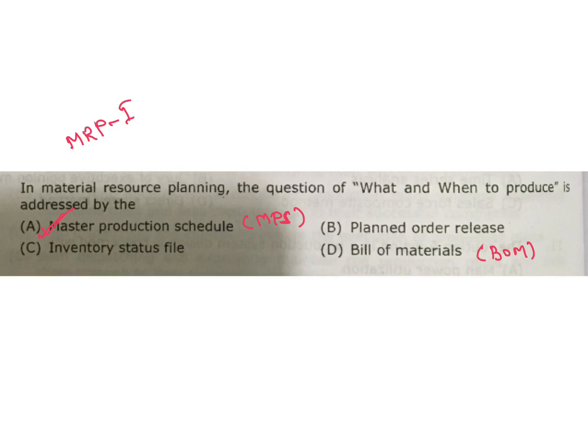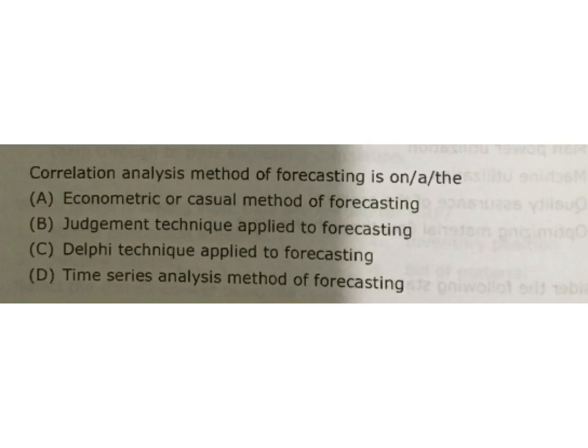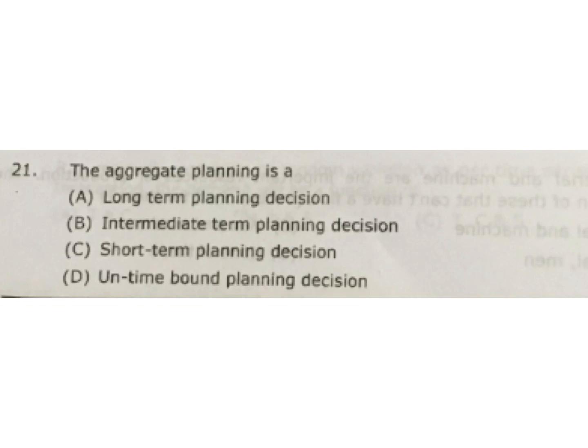Correlation analysis method of forecasting is: A. econometric or causal method for forecasting, B. judgment technique applied to the forecasting, no. C. Delphi technique applied to forecasting, no. D. Time series analysis method of forecasting, no. Causal. Correlation analysis is a causal method. A is the answer.